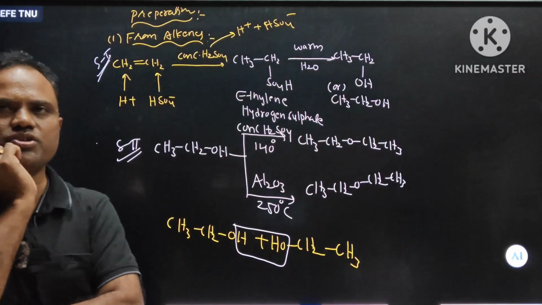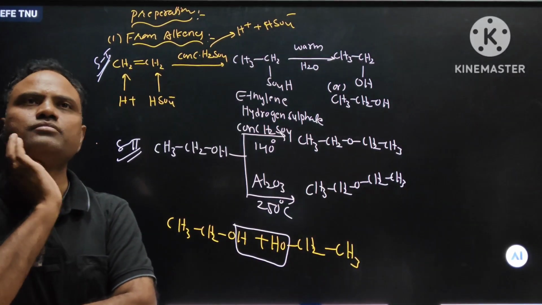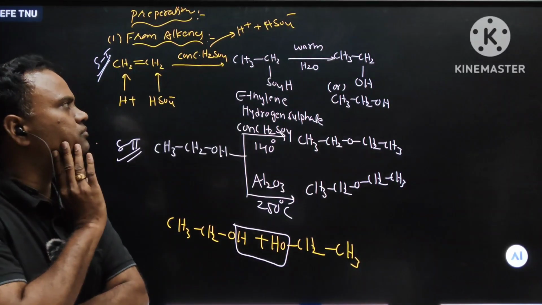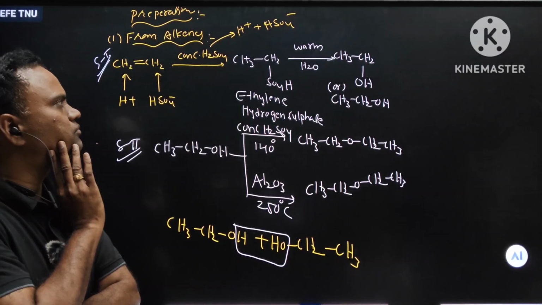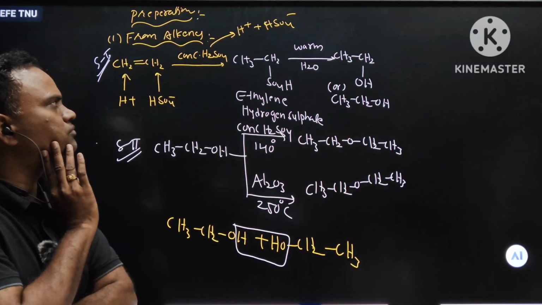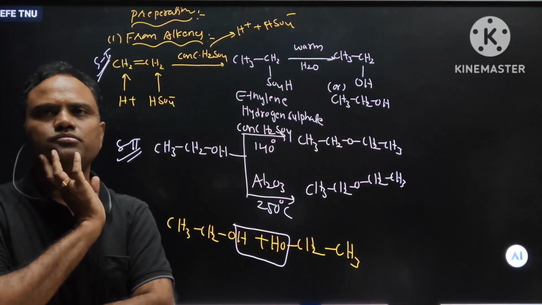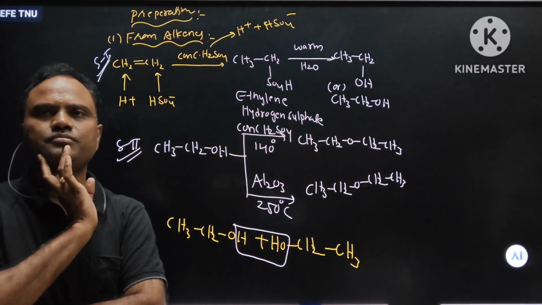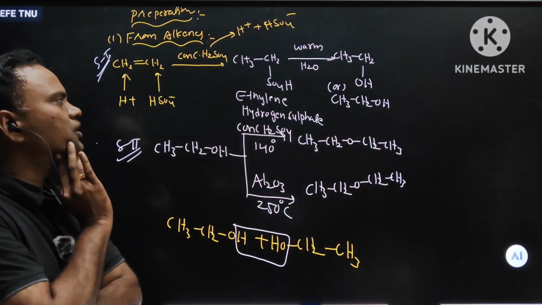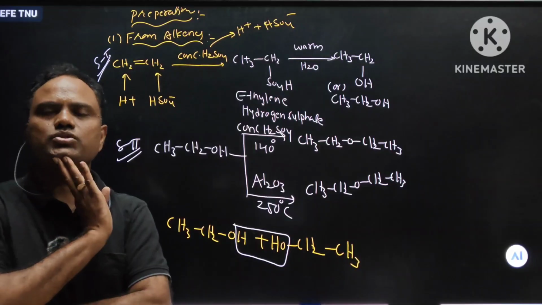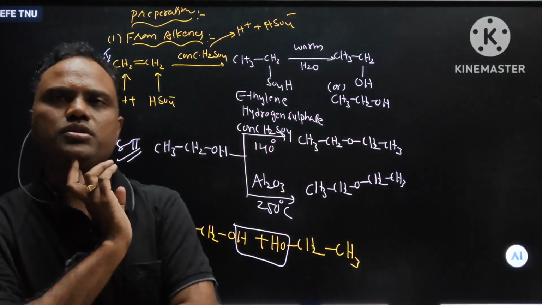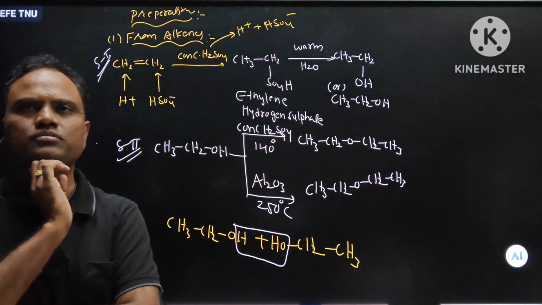This is the first preparation method. Tell me. It is normal Markovnikov's addition. The negative part adds to the carbon with fewer hydrogens. Markovnikov's.